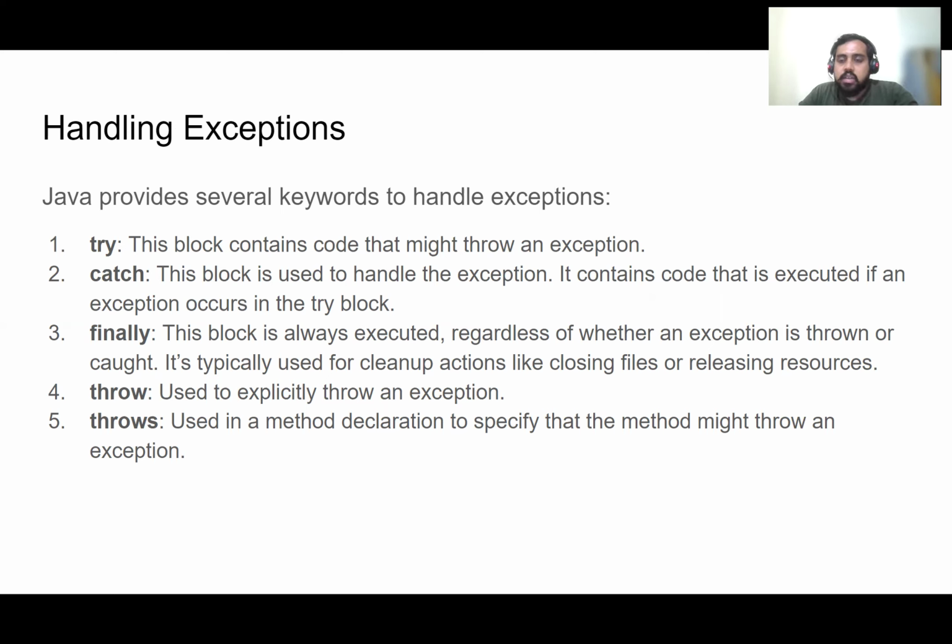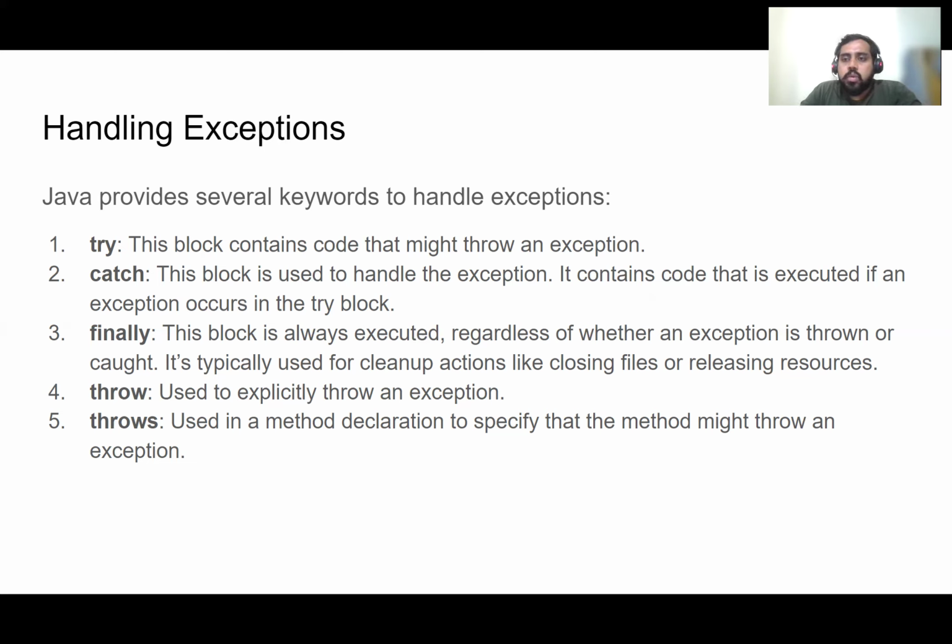Catch is another keyword, and the catch block is the code where we handle the exception which occurs in the try block. It contains code that is executed only if an exception occurs in the try block. So the catch block will be executed only if there is an error in the try block. The finally is also a block of code which is always executed, whether we get an exception or not, regardless of whether an exception is thrown or caught. Why? Because it typically holds clean up actions like closing files or releasing resources.